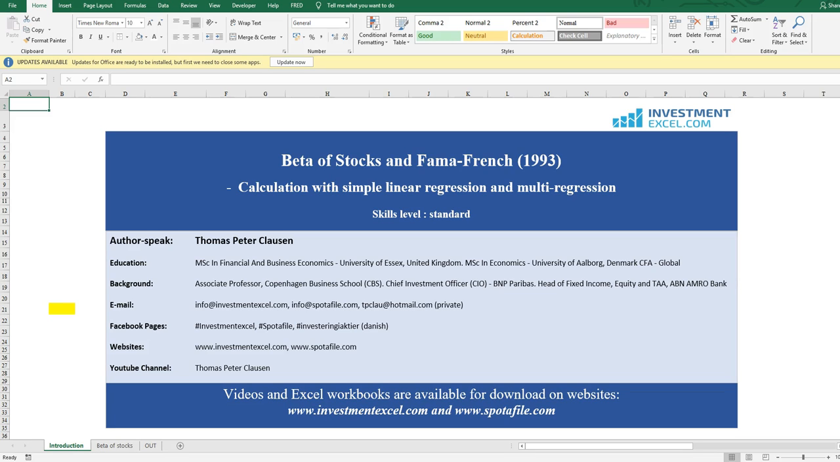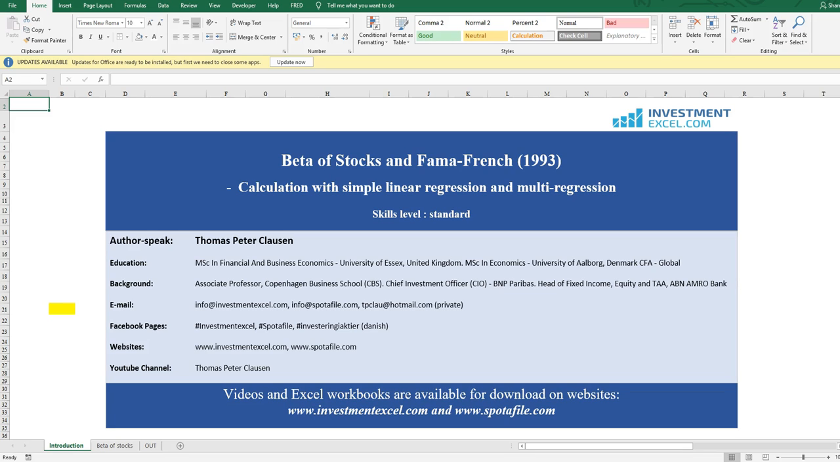We will primarily focus on the estimation side and not so much on the theoretical framework side. I encourage you to refer to some other sessions on investmentexcel.com if you would like to dig into more theoretical detail on the beta.